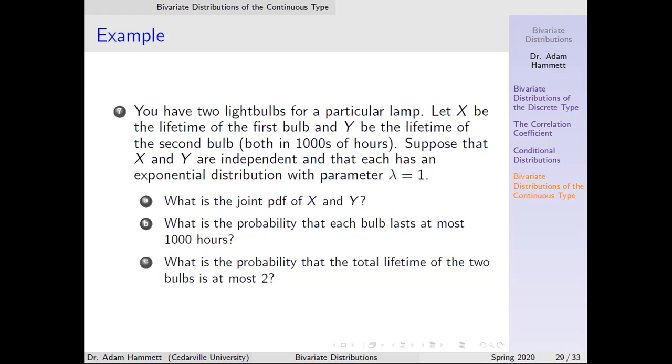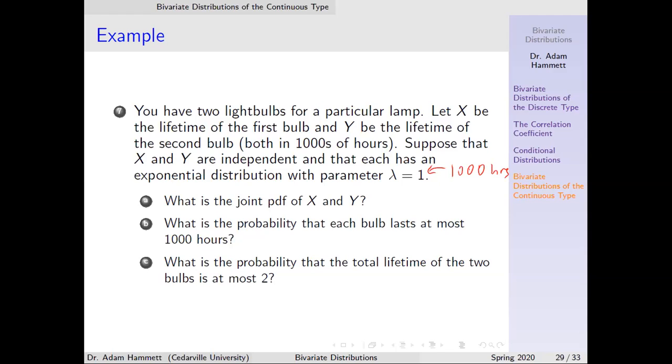Okay? Lifetime measurements are often very well represented by exponential distributions. So we're going to assume that both X and Y are independent. Okay, that makes sense that they would be if they're separate light bulbs. And they each have the exponential distribution with parameter lambda equal to 1. Okay, all right. And remember, lambda equal to 1, that means 1,000 hours. So this 1 right here really means 1,000 hours, because these things are in thousands of hour units.